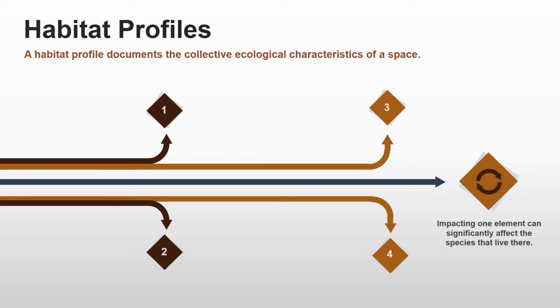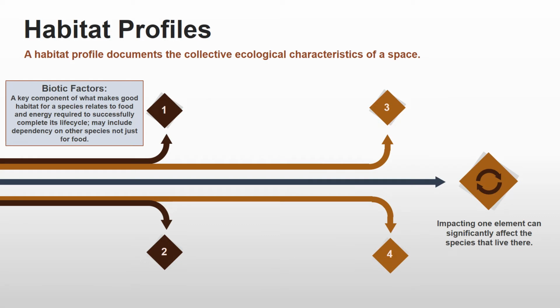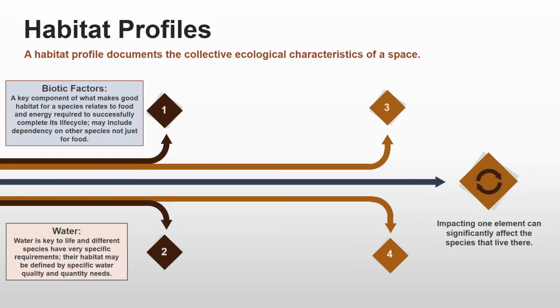including biotic factors. A key component of what makes good habitat for a species relates to food and energy required to successfully complete its life cycle. This may include dependency on other species, not just for food. Water. Water is key to life, and different species have very specific requirements. Their habitat may be defined by specific water quality and quantity needs.